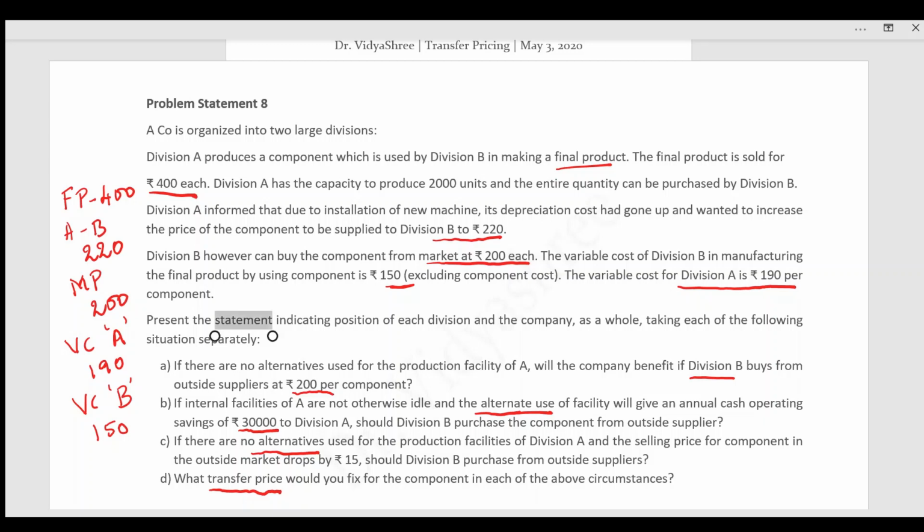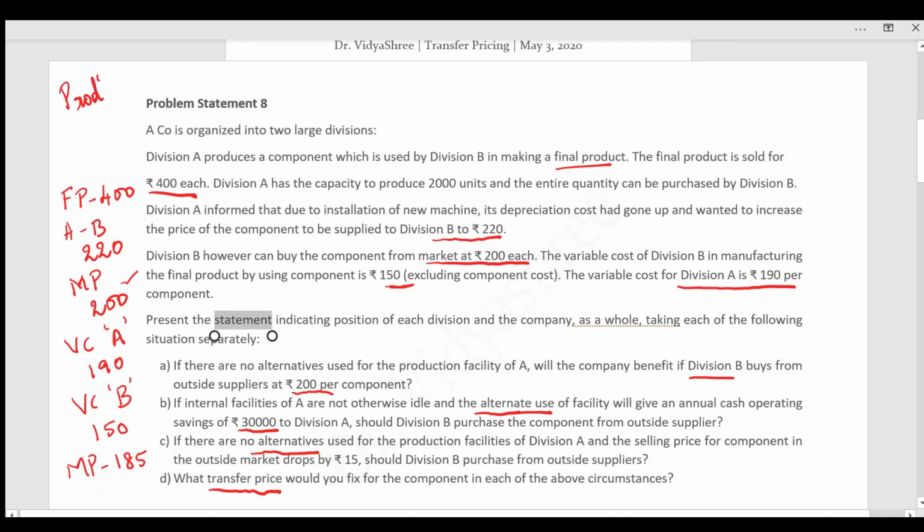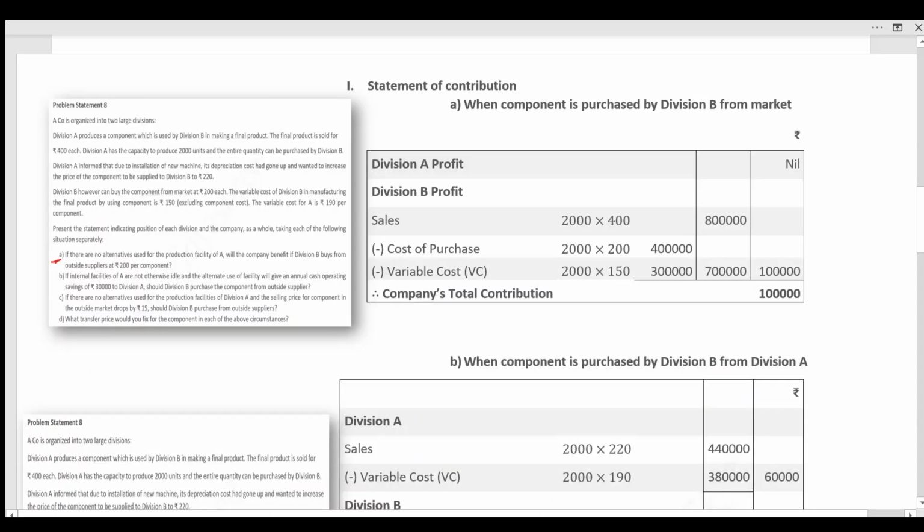As you can observe, what is the market price? It is 200. So if it is dropping down by 15 rupees, then the market price will be 185 rupees for the third situation. After all these prices, we know that the production or the sales is 2000 units. If you remember these things, it will help you to solve the problem. Let's see the solution.